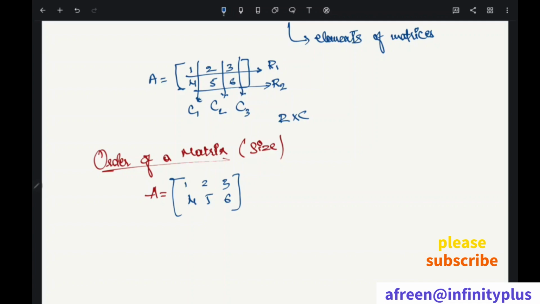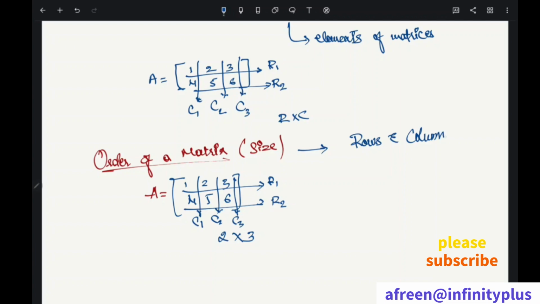If I take up this one, how many rows are there in this matrix? It is row 1 and row 2. So how many rows are there? 2 rows are there. And how many columns are there? As I have said earlier, there are 3 columns in this matrix. So it will become 2 cross 3. So the order of a matrix is represented as the number of rows and columns present in the matrix. So you might have understood what the order or the size of a matrix is. It literally represents the number of rows and columns present in the matrix.